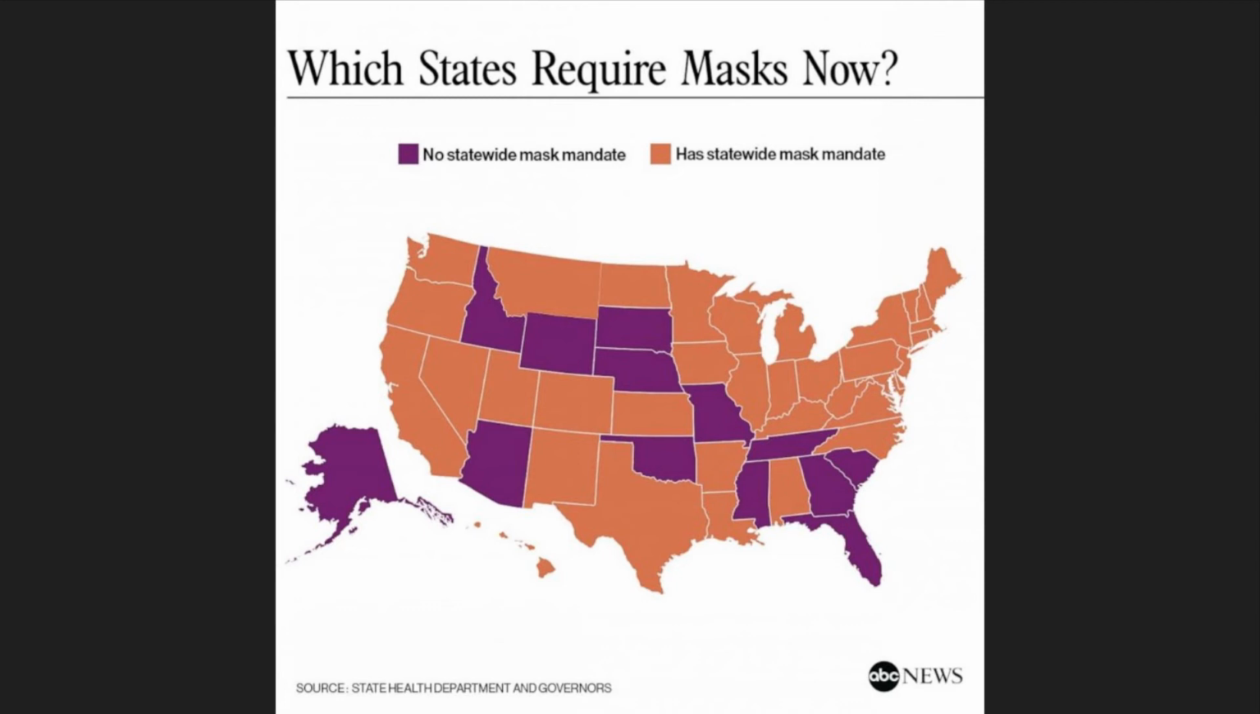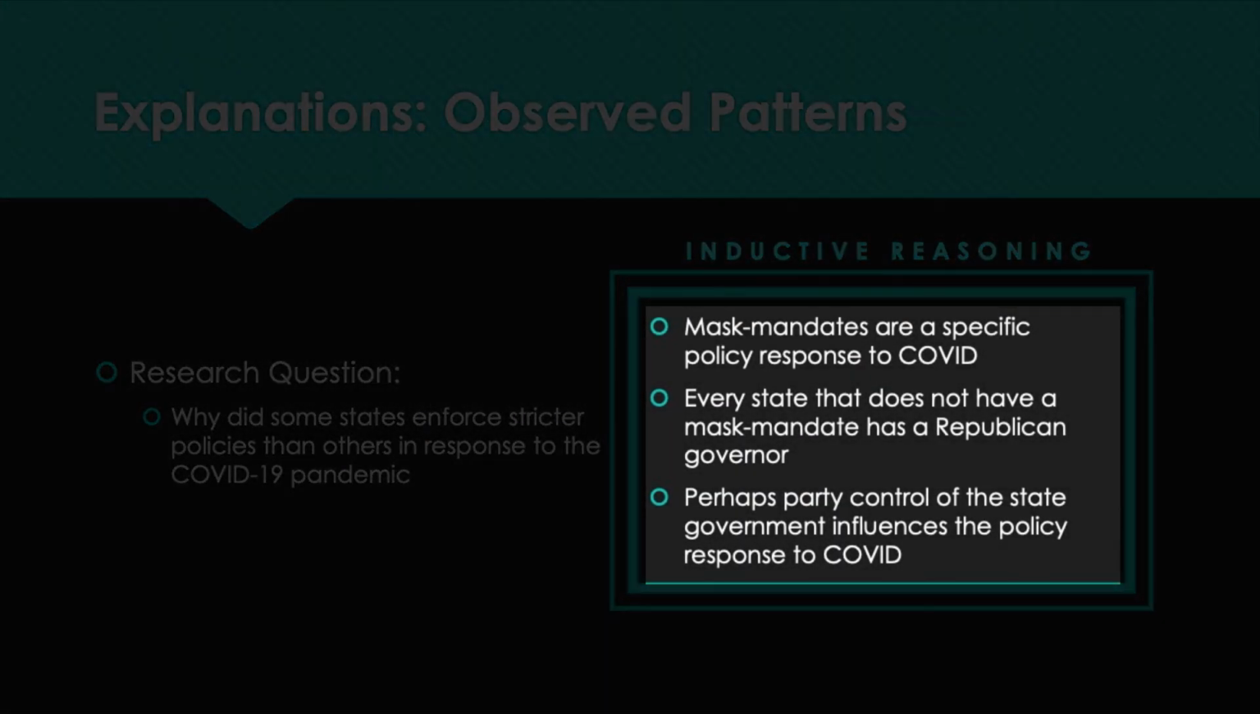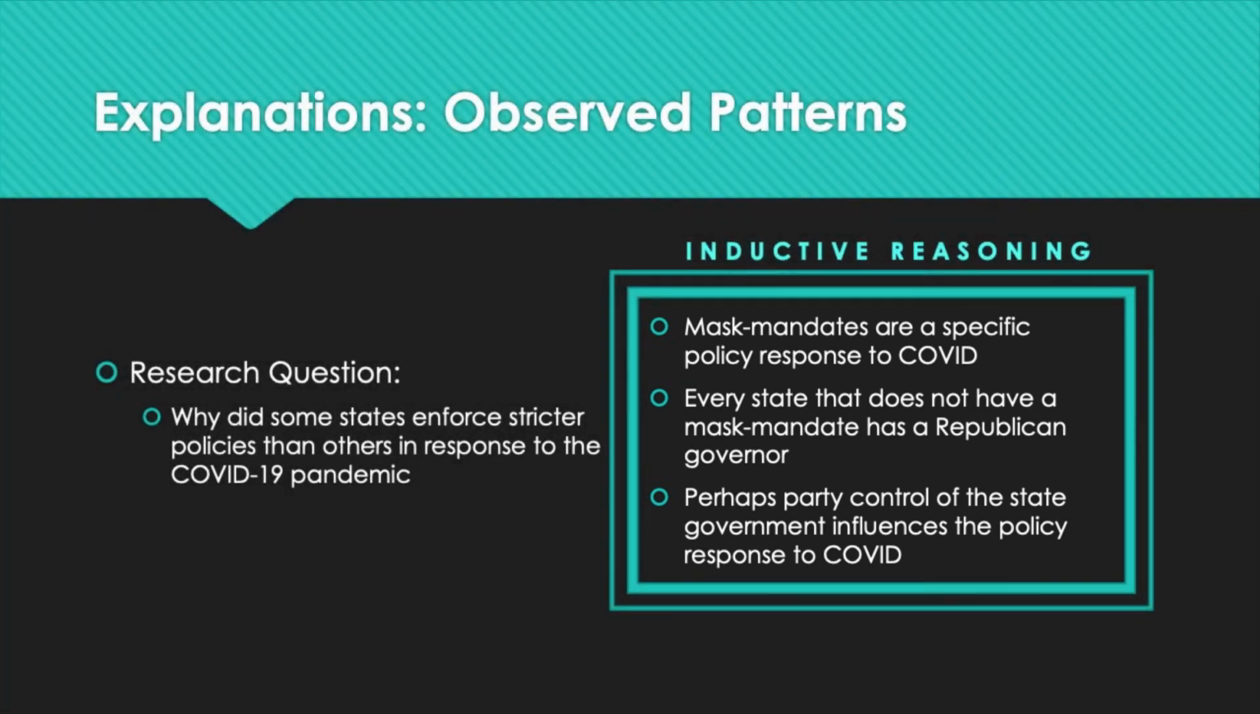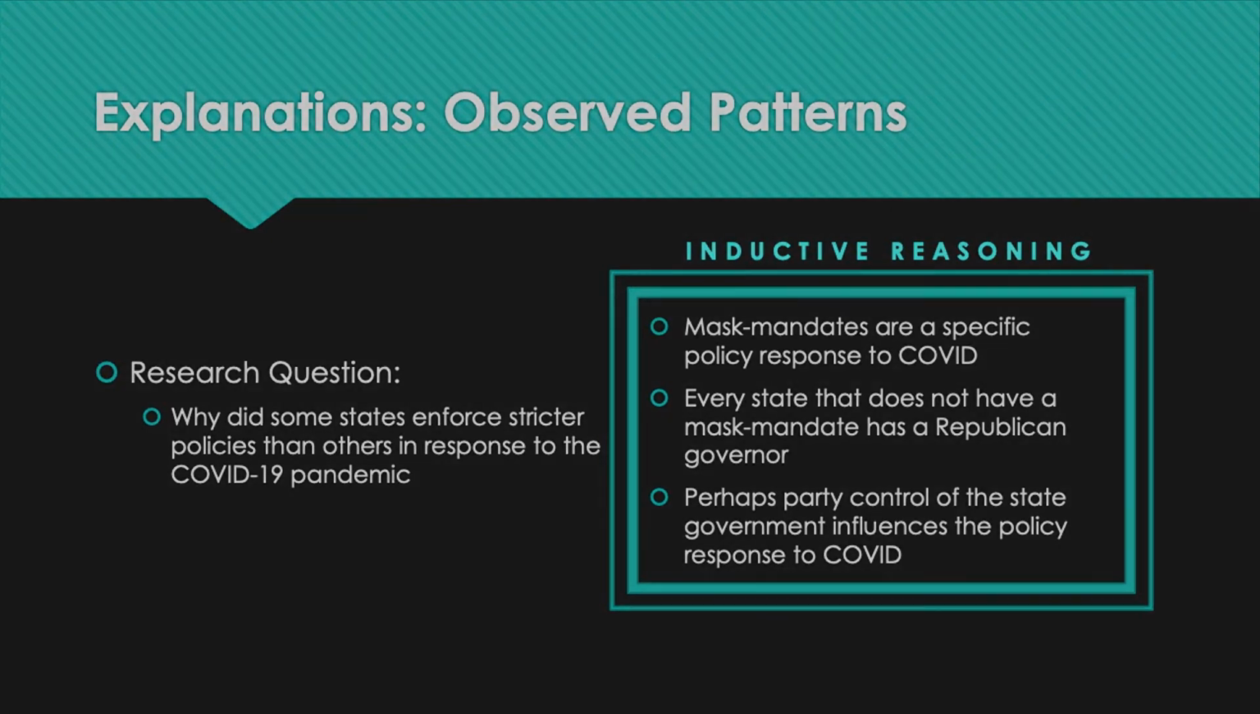And then it hits you. You realize in all of these purple states, the ones without mask mandates, all of them have something in common. They all have Republican governors. So you start thinking to yourself, well, mask mandates are a specific policy response to COVID. Every state that does not have a mask mandate has a Republican governor, and perhaps party control of the state government influences the policy response to COVID. And now, we've just formulated our second potential explanation to our research question utilizing inductive reasoning.